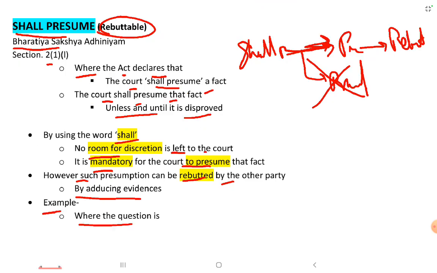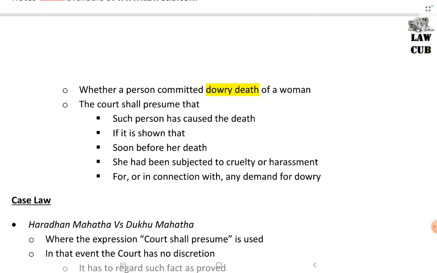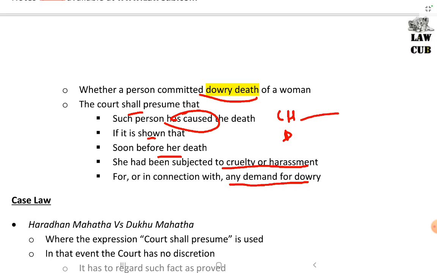Example, where the question is whether a person committed dowry death of a woman, the court shall presume that such person has caused the death if it is shown that soon before her death she has been subjected to cruelty and harassment for or in connection with any demand for dowry. So here, if it is shown that a person has committed cruelty and harassment for dowry on a woman and this woman dies, then the court shall presume by law that this person has committed dowry death of that woman.